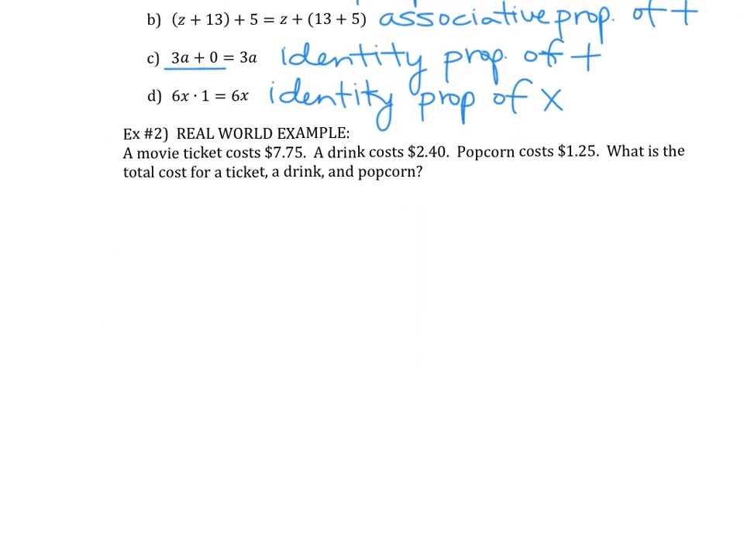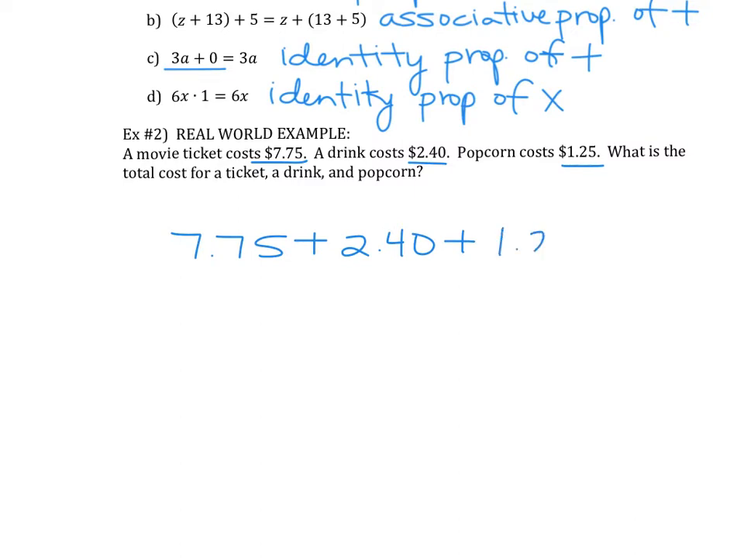Here it is. It says a movie ticket costs $7.75, a drink costs $2.40, and popcorn costs $1.25. What is the total cost for a ticket, a drink, and popcorn? So basically our problem is $7.75 plus $2.40 plus $1.25. Okay? Now, right now, we could just add those together. But if you're trying to do it in your head, it's not the easiest to add $7.75 and $2.40. So instead, what we're going to do is use some of those properties we learned to make it a simpler problem. Okay?